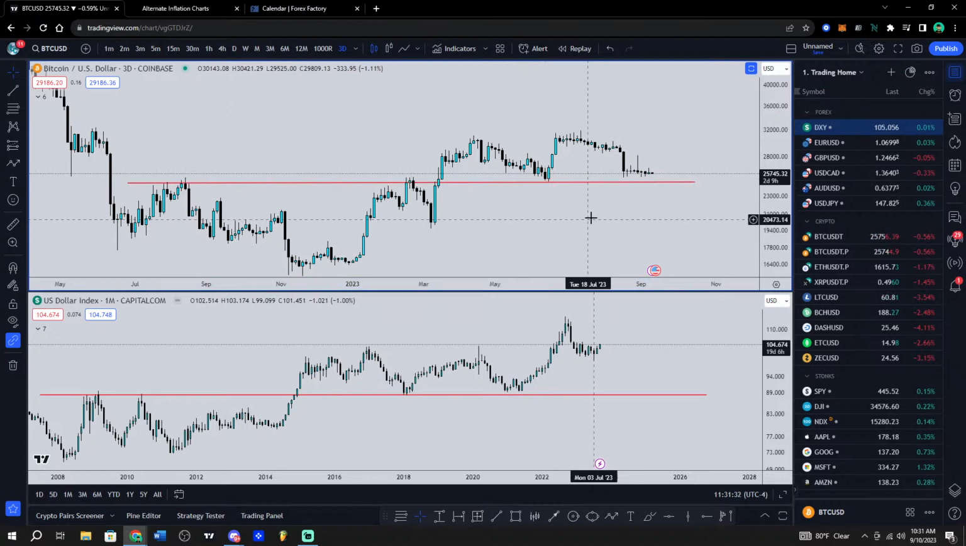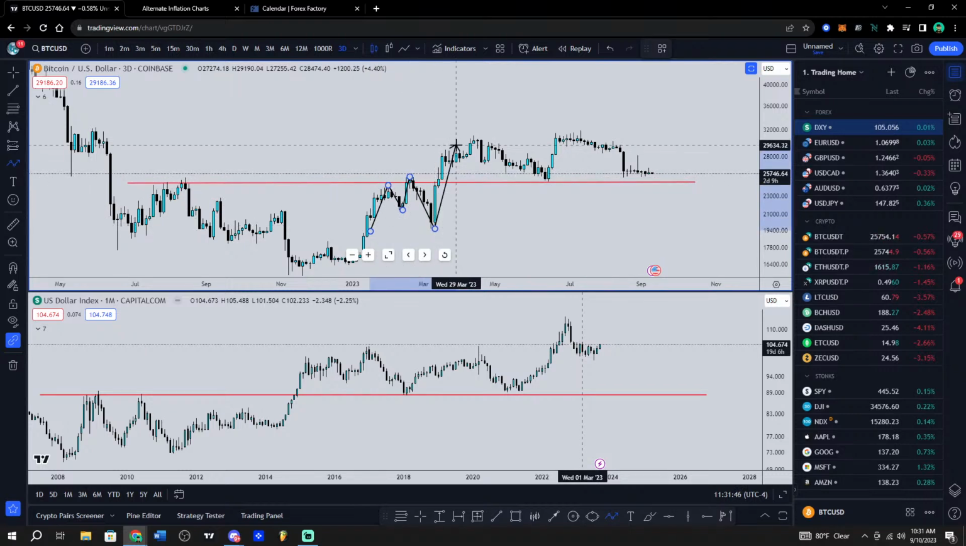There we go. So, market structure. What do we have? We have a higher low. We come up, come down, come up, come down, come up. Actually, I wouldn't have even counted that. Let me take that back.